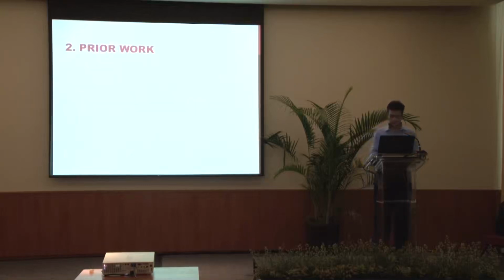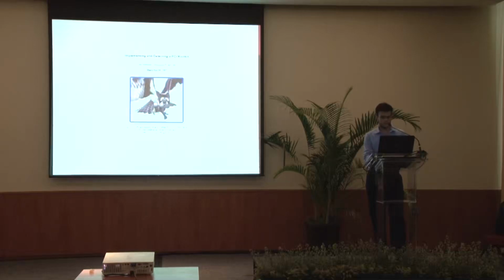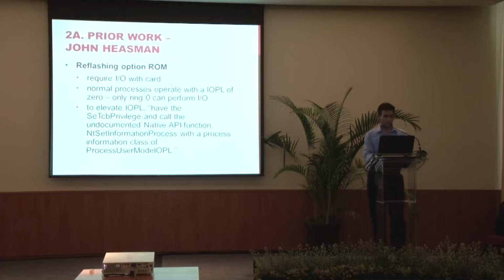Now, prior work in the area. The most important paper in this area was by John Heasman at Black Hat DC 2007, called Implementing and Detecting a PCI Rootkit. He started with how to reflash an option ROM. This is only possible with EEPROMs, of course, and for that you require I/O with the card.